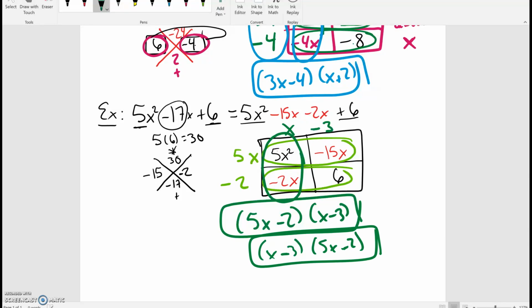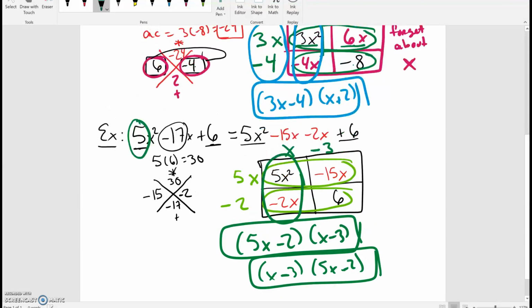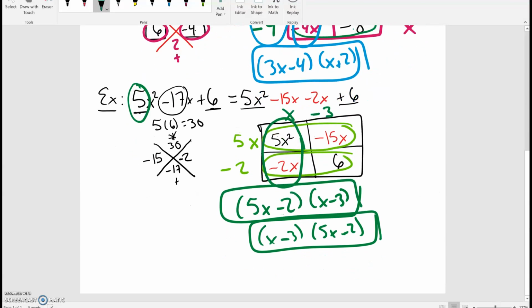So hopefully this helped a little bit. Remember that when the leading coefficient is not equal to 1, we multiply the first and the last term. Then we do the diamond thing that we did before, and we put these two numbers with an x on the off diagonals, and the other diagonal is going to be the a and the c term. Hopefully this helped.